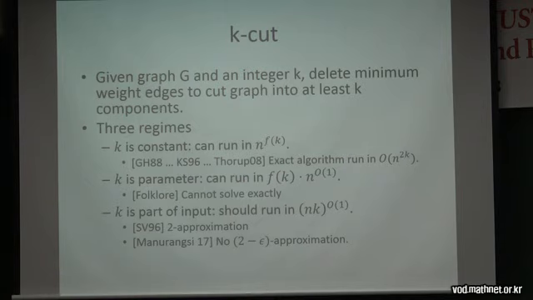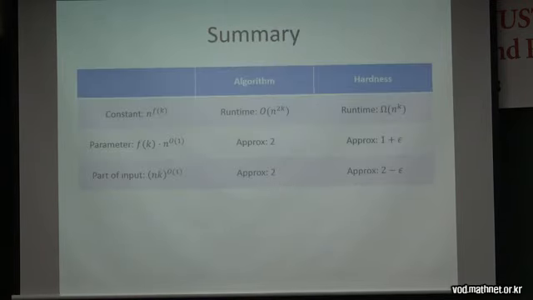So this was the regime, and this is a table. Okay. In the first row, we consider the regime when K is constant. Here, we know we can solve the problem exactly, so we are trying to optimize the running time of the algorithm. And for the next two rows, we know that we cannot solve the problem exactly, so we try to optimize the approximation factor. And this is what we knew.